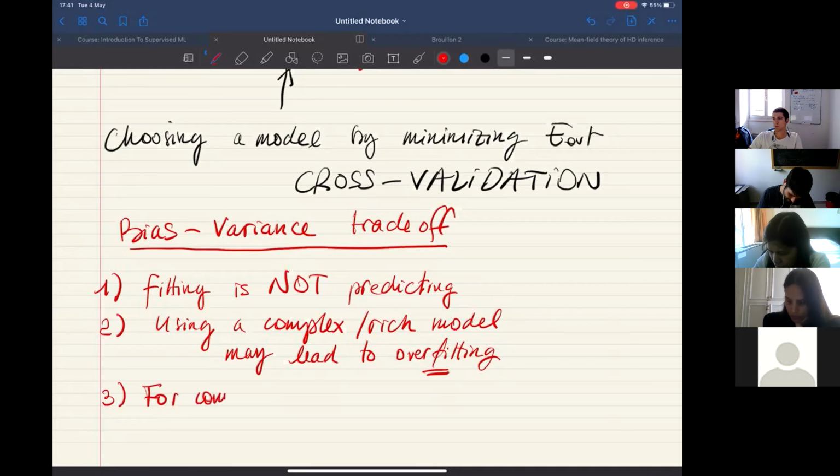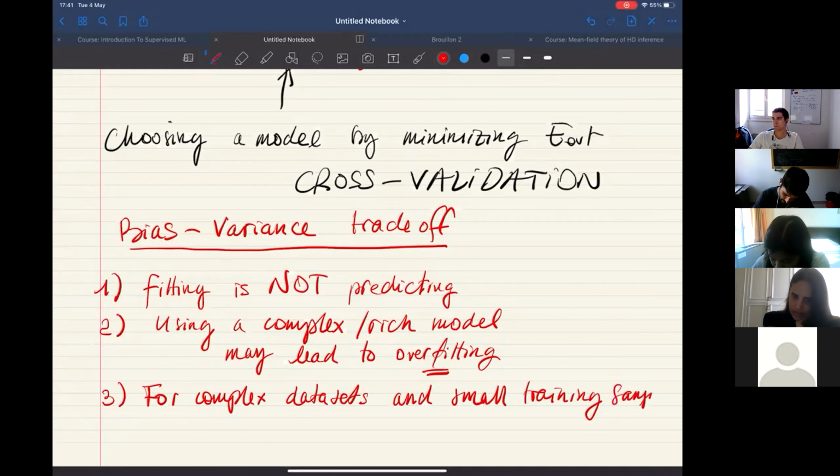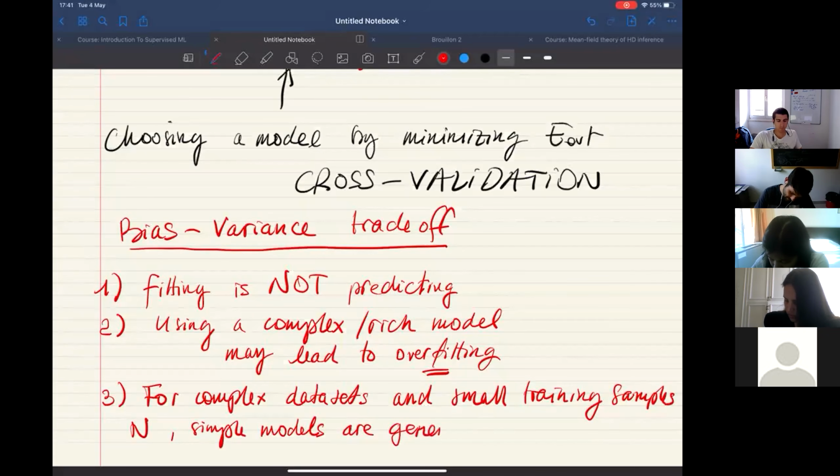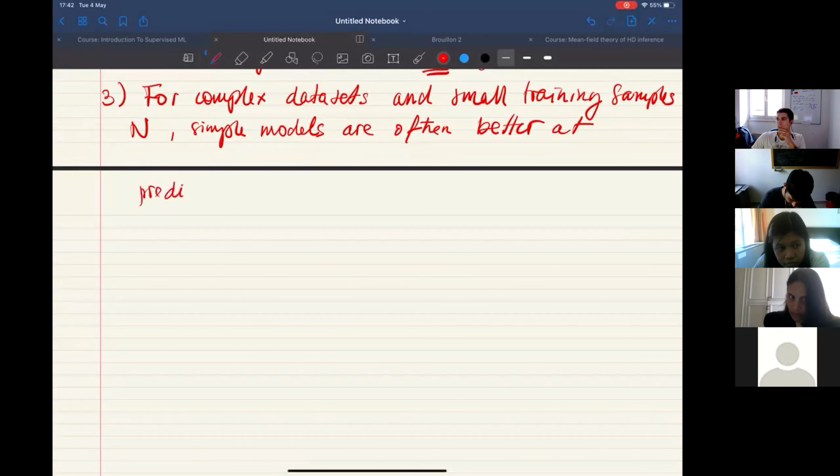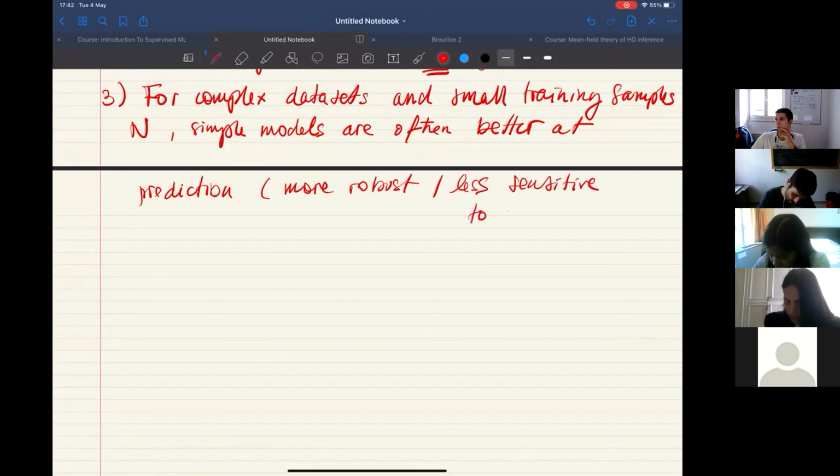For complex data sets and small training samples, which means few, if you don't have enough data, simple models are often better at prediction, because they are more robust, or similarly, less sensitive to noise.